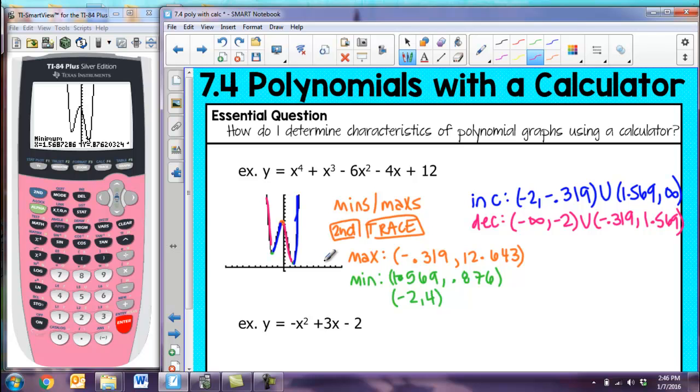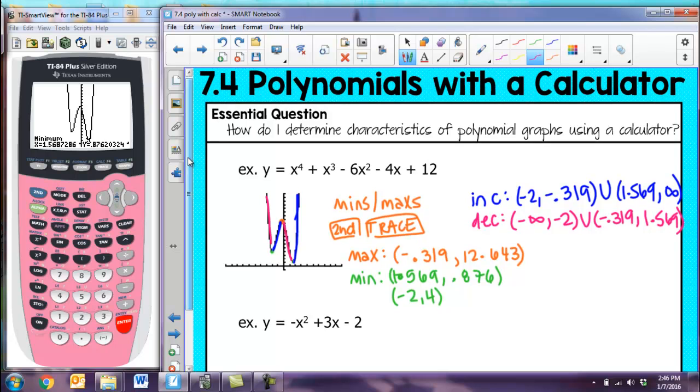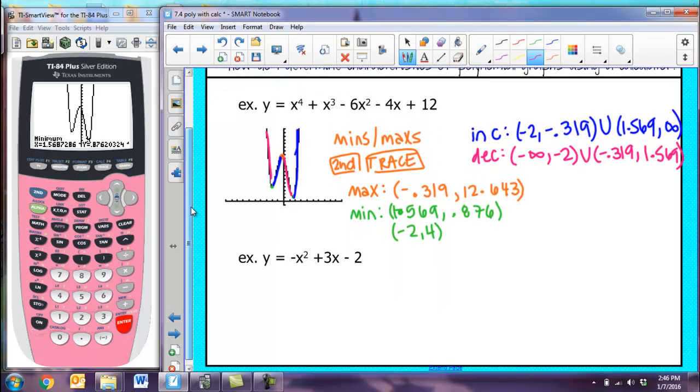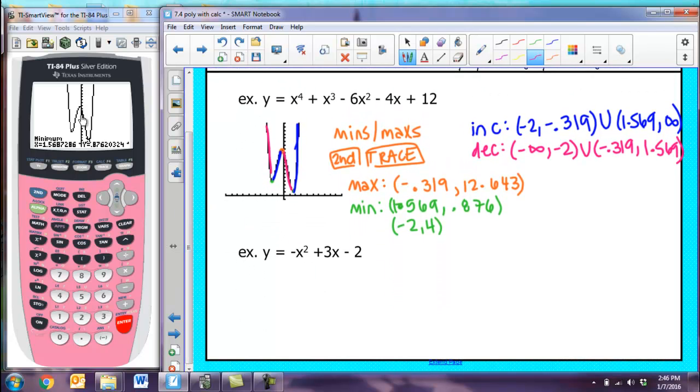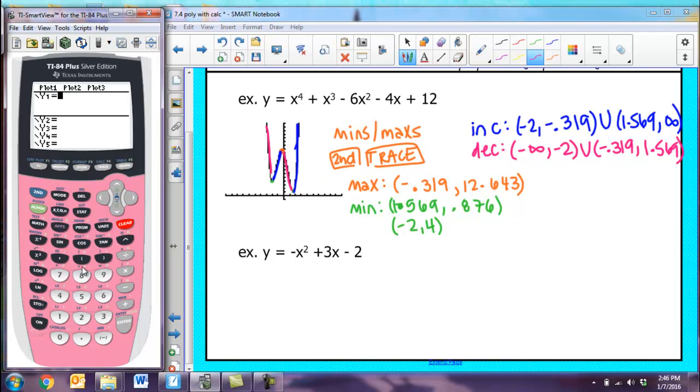Now there's one other feature that you might want to find on your calculator, and those are the zeros. And my graph that I have up here doesn't have any zeros. It's not crossing the x-axis. So I'll just make a new one of this quadratic graph that I'm going to hope goes through the x-axis. So I just type that in.